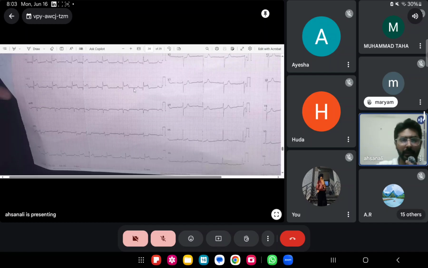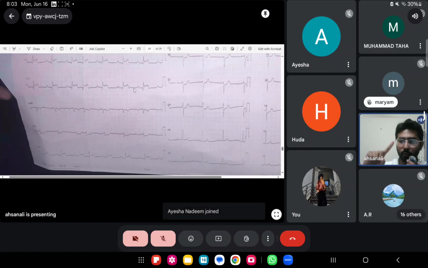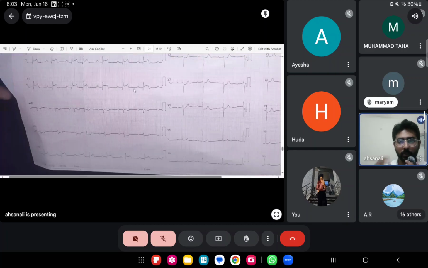The inferior wall MI is represented by ST elevation in lead 2, lead 3, and lead AVF. All right. So ST elevation of 1 mm in two contiguous leads. Contiguous leads are basically showing the same territory. 2, 3, and AVF are going to show you the same territory of the inferior wall. So it is going to be ST elevation in the inferior wall.